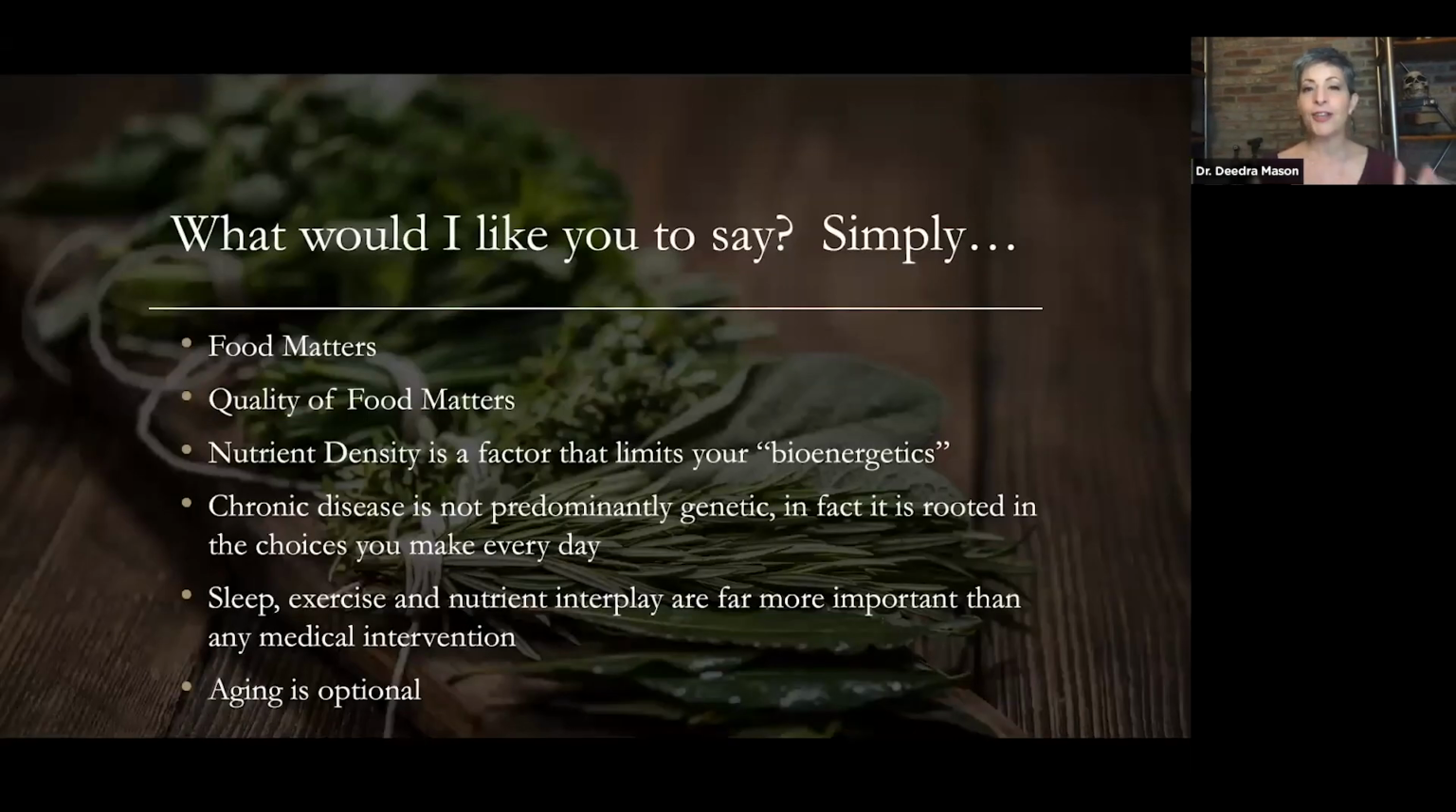What I would like you to say to yourself and those to your customer is that food matters. Quality of food matters. Nutrient density is a factor that will limit your energy. So you need to think about how you're going to supplement to fill in gaps where your diet falls short. Chronic complaints are not predominantly genetic, they're predominantly lifestyle. What is the one thing that you're going to do to achieve better health today? I suggest you look at sleep, exercise, and the nutrient interplay, because they are far more important than any medical intervention when applied early enough. In my opinion, aging is optional with the right antioxidant solutions for you.